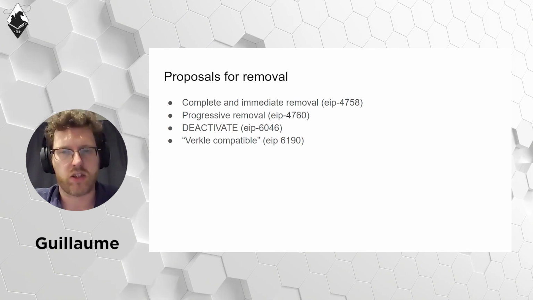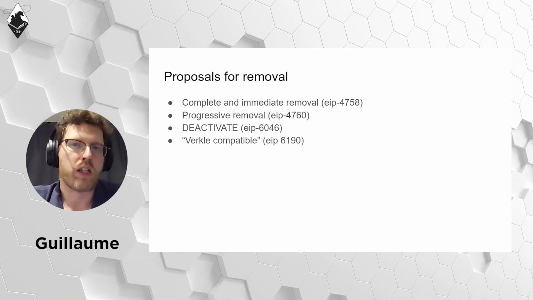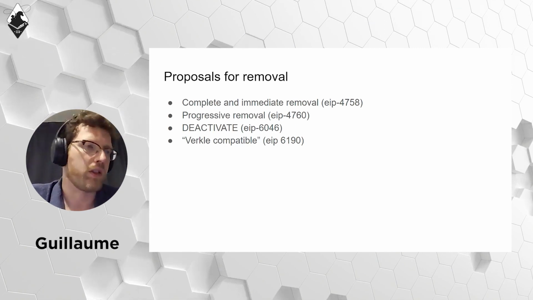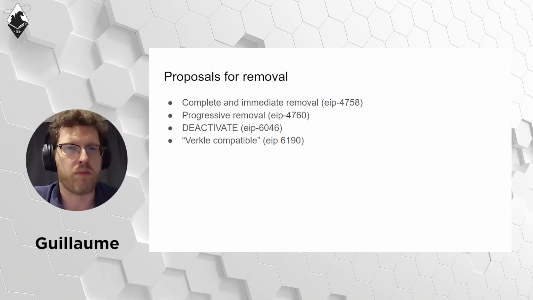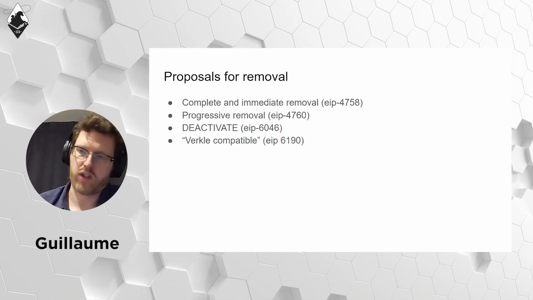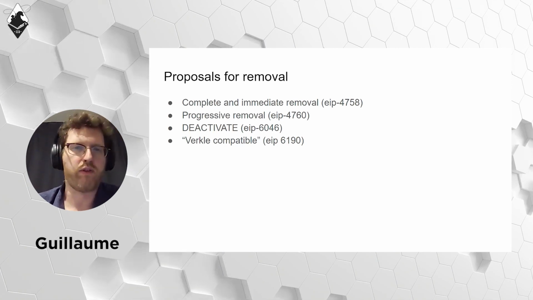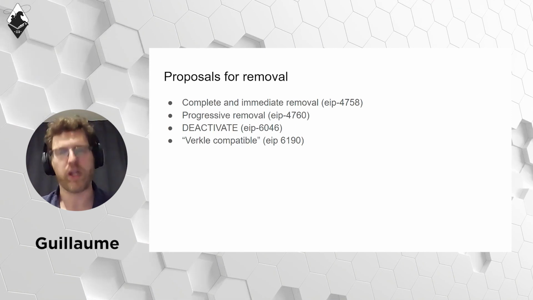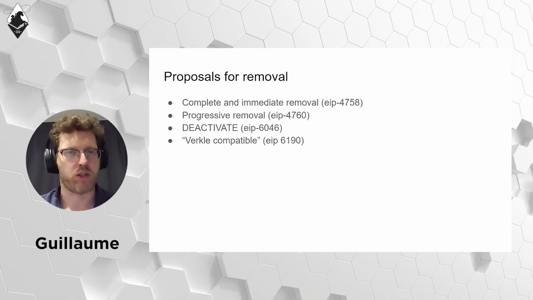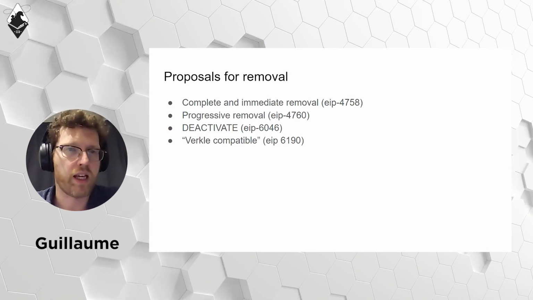It's clear that this is a bit too harsh to perform. So that's why we came up with 6780. There was another one, progressive. So it's basically the same idea as the difficulty bomb. Every time someone uses self-destruct, the self-destruct becomes more and more expensive. And the idea is that it would force people to realize that something is wrong and come up with a migration path themselves. So that would be a user-activated migration path.